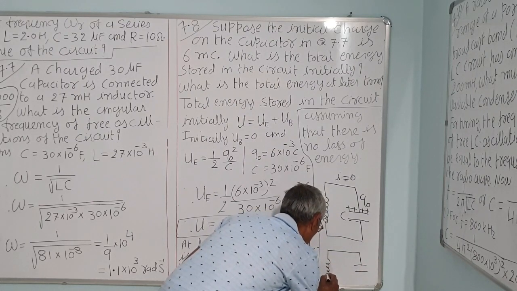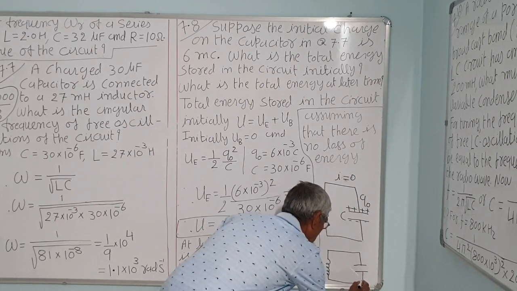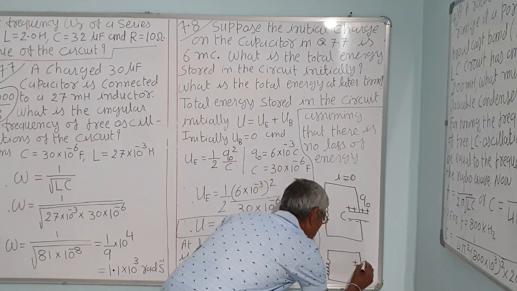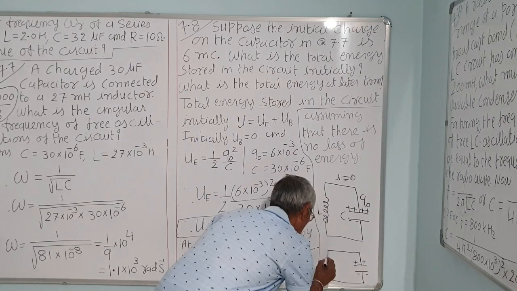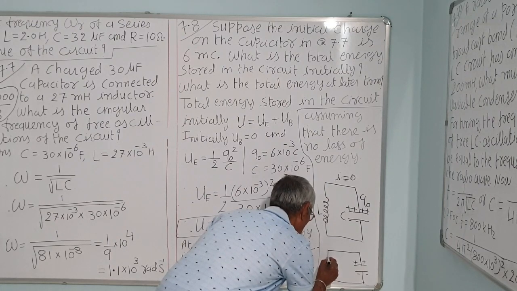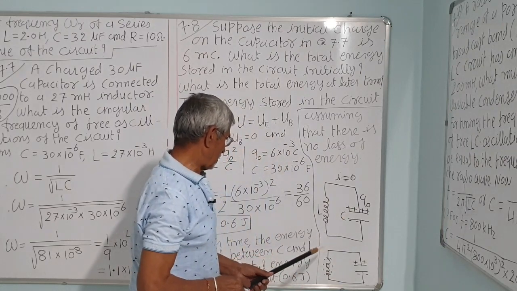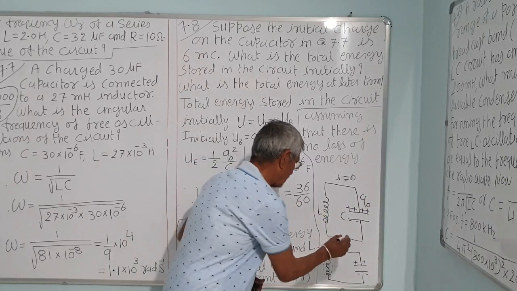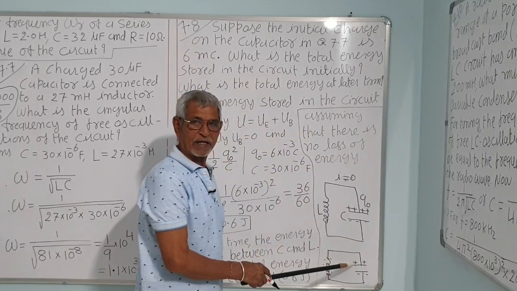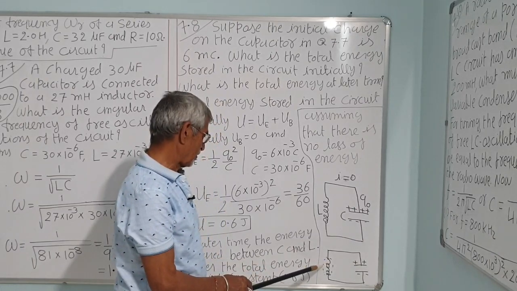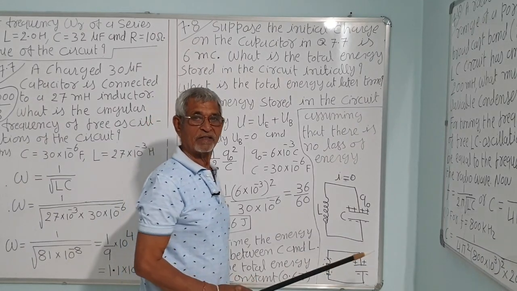As the circuit is closed, the capacitor starts discharging, that is, the charge will reduce and it will be stored in the form of magnetic field energy. Correct? So after some time, there will be partly UE, the electric energy stored in the capacitor, and partly UB, the magnetic energy stored in the inductor.